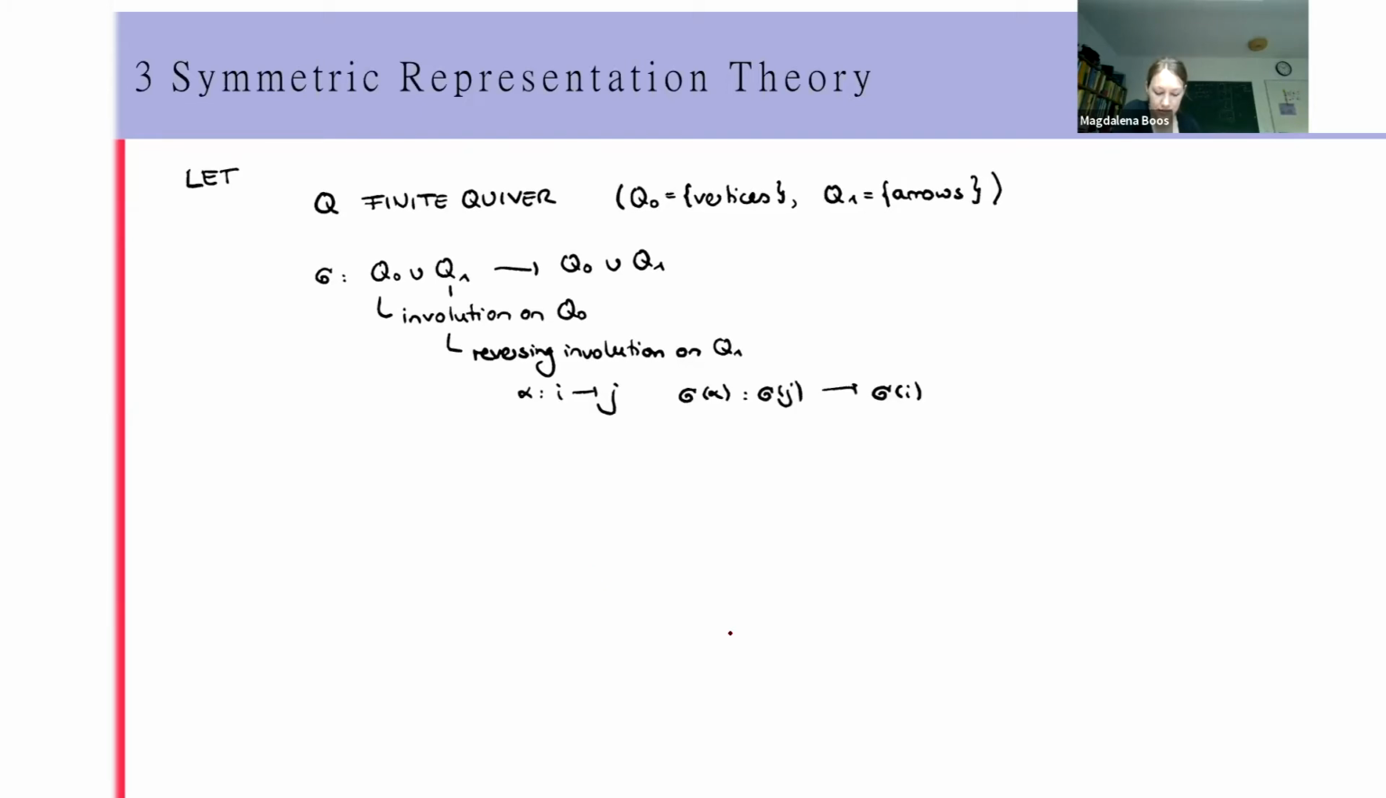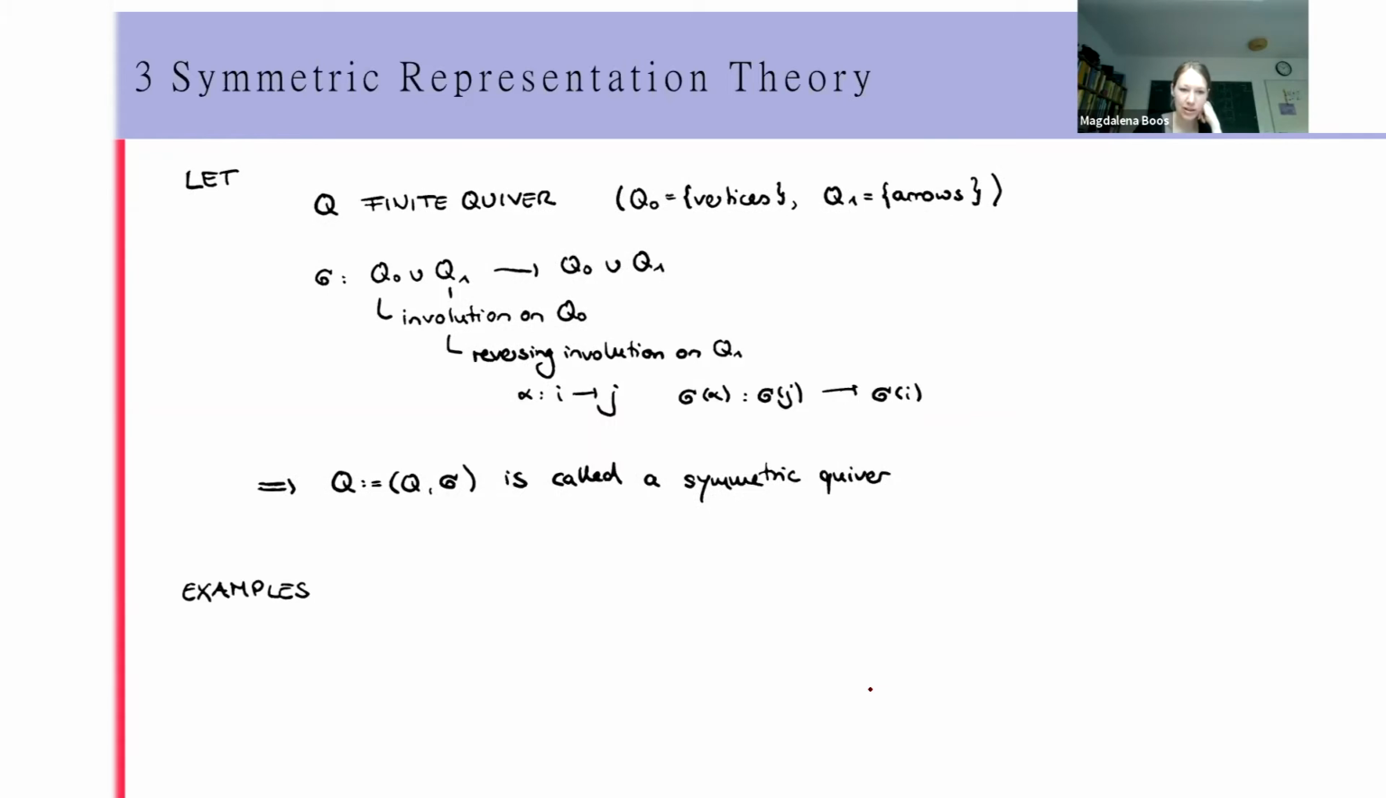This means if we have an arrow alpha from i to j, then sigma of alpha goes from sigma of j to sigma of i. We will see an example. If we have something like this, Q and sigma, then this pair (Q, sigma) is called a symmetric quiver. We will keep the sigma in mind and just call it Q again, but we have a symmetric structure now. If we say Q is a symmetric quiver, then this means (Q, sigma).